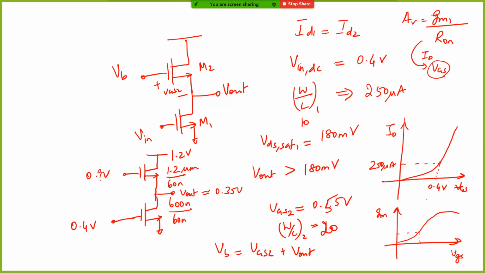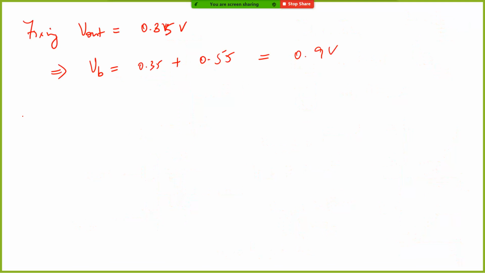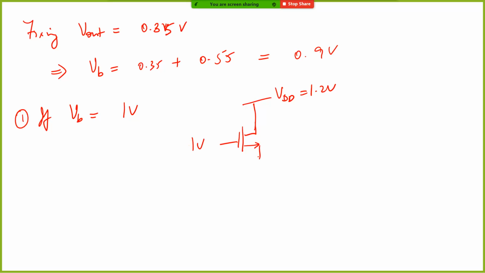So till now you understood. Now suppose I am giving you a scenario. If VB is set to, let's say, 1 volt, that is, you have increased VB. You wanted 0.9, then you said Vout will be 0.35, and now you have increased your VB to 1 volt. Now what will happen? As long as the current remains the same, if this becomes 1 volt, this will drop 0.55 here, and it will drop 0.45 here.